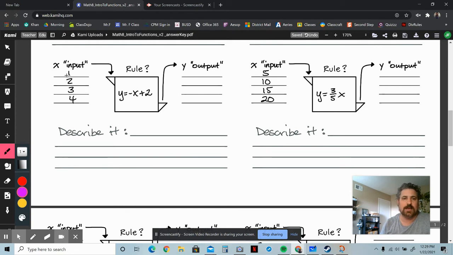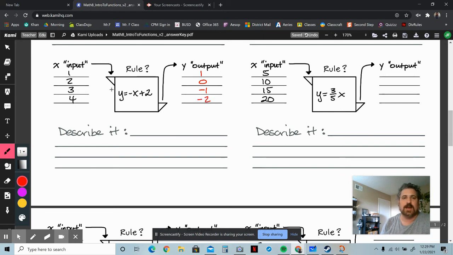So 1 times negative 1 is going to be negative 1. Make it its opposite, so it's negative 1. And then you're going to add 2. What's negative 1 plus 2? Negative 1 plus 2 is positive 1. Opposite of 2 is negative 2. Negative 2 plus 2 is 0. Opposite of 3 is negative 3. Negative 3 plus 2 is going to be negative 1. Opposite of 4 is negative 4. Negative 4 plus 2 is going to be negative 2.